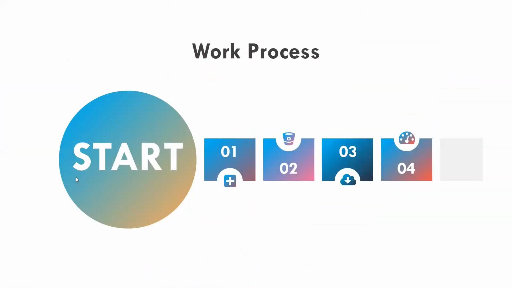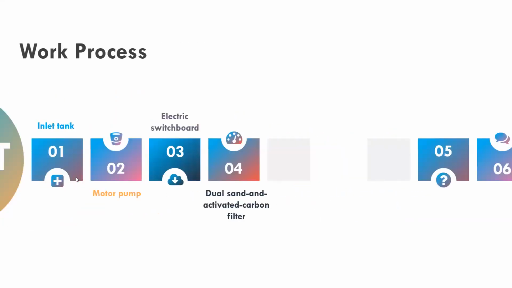The Jivamritam system is comprised of an inlet tank for untreated water, a motor pump to ensure that water flows through the media at a controlled speed, an electric switchboard for the motors, then a dual sand and activated carbon filter in order to eliminate the suspended particles and the turbidity in the water. And in addition to this, the carbon which is present in the filter also helps to reduce the excessive chlorine, the smell which is present in the water, and also some chemicals in the water.